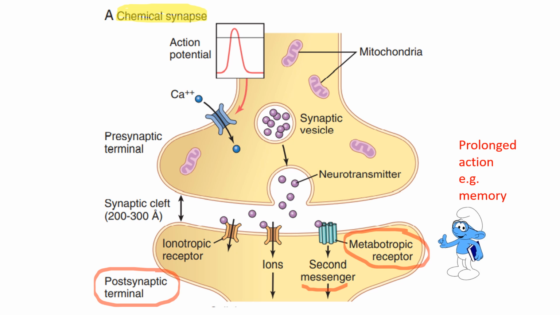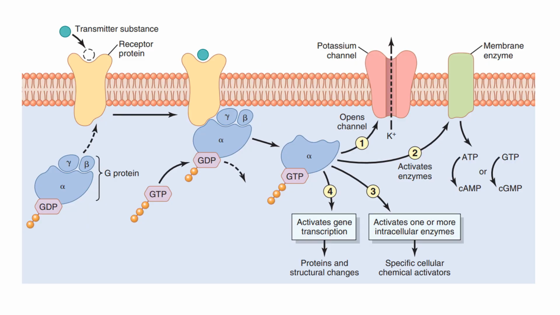Metabotropic receptors usually use a second messenger system, such as the G protein coupled receptors. These receptors have a slower action than the ionotropic receptors. However, they can have a more prolonged action, for example in memory. This is showing an example of a metabotropic receptor. You don't have to know these biochemical details.